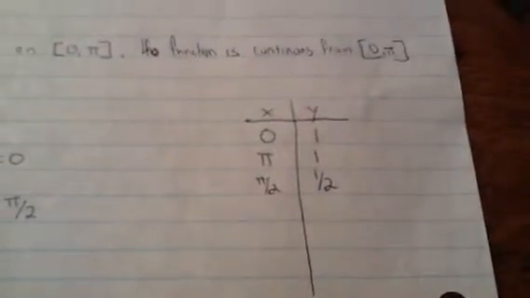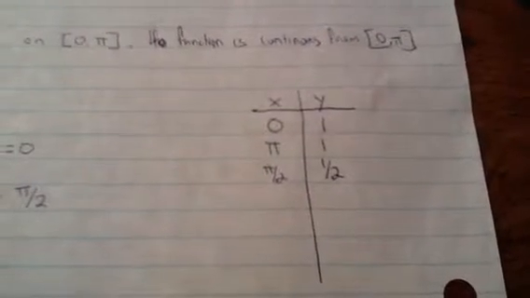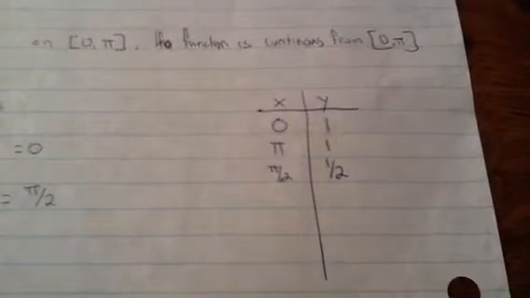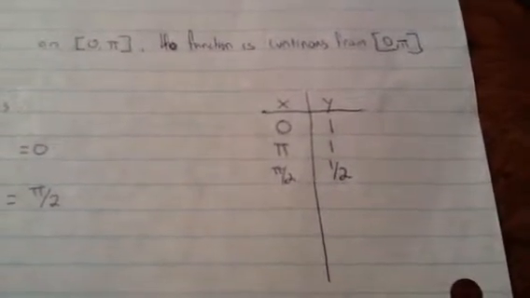And then you build a nice little t-chart like this to evaluate your values. So you have 0 and pi, which both give 1, and then you have pi/2, which gives 1/2. So what you find from there is that your two maximum values are at 0 and pi, and your minimum value is at pi/2, which equals 1/2, while 0 and pi both equal 1.